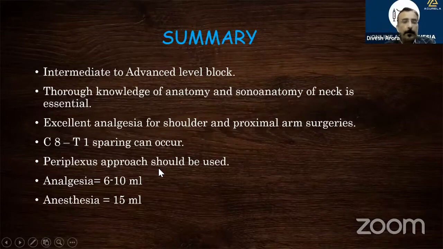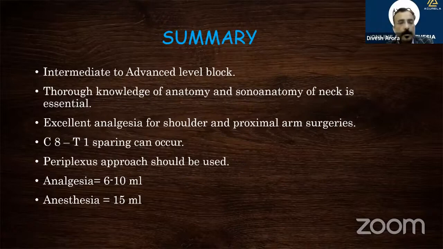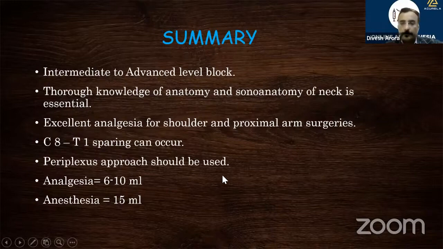In my opinion, periplexus approach should be used because you are all postgraduate students who are in maximum numbers attending this class. This is on the basis of literature as well as my personal experience. Analgesia, you need 6 to 10 mL. Anesthesia, you require around 15 mL.